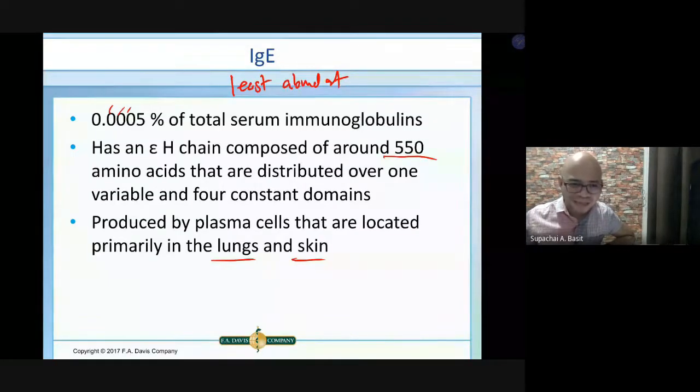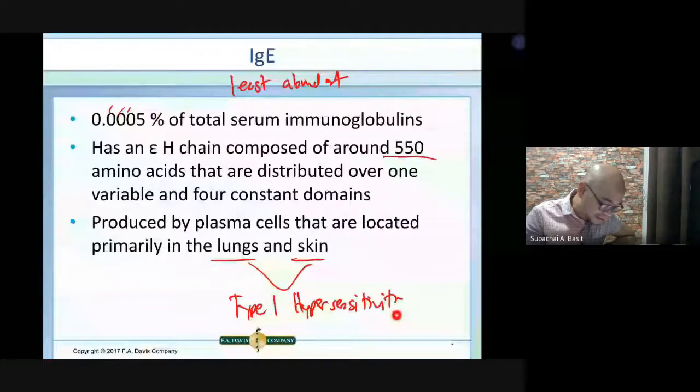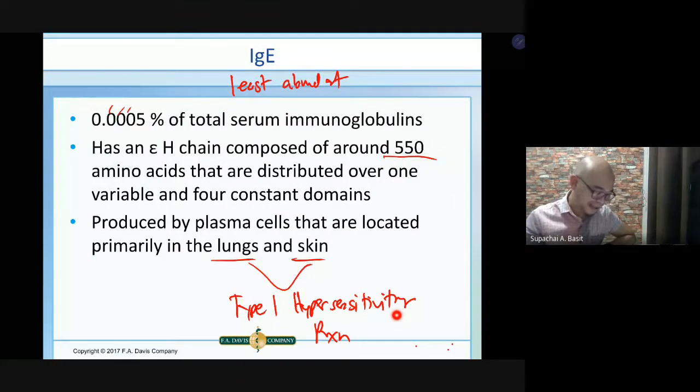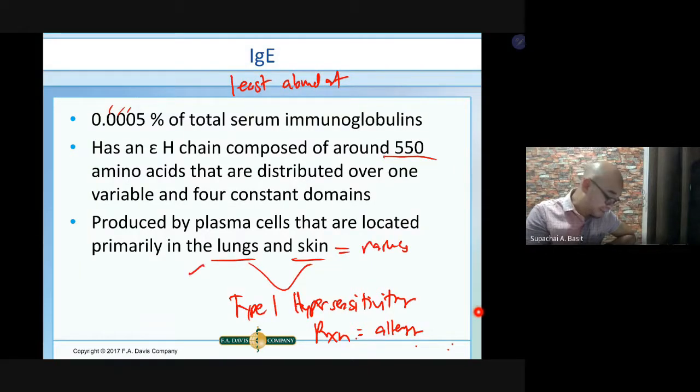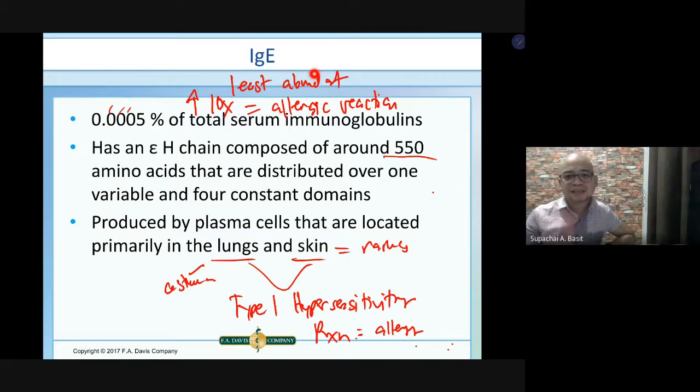Does it ring a bell to you? Why in the lungs and the skin? Because the lungs and the skin are the site where type 1 hypersensitivity reaction will take place, otherwise known as allergy. So you can have rashes in the skin. Asthma is also an example of allergy. I told you that IgE is the least abundant, but the concentration increases up to 10 times during allergic reaction. So when you have an allergy, the amount of IgE increases.